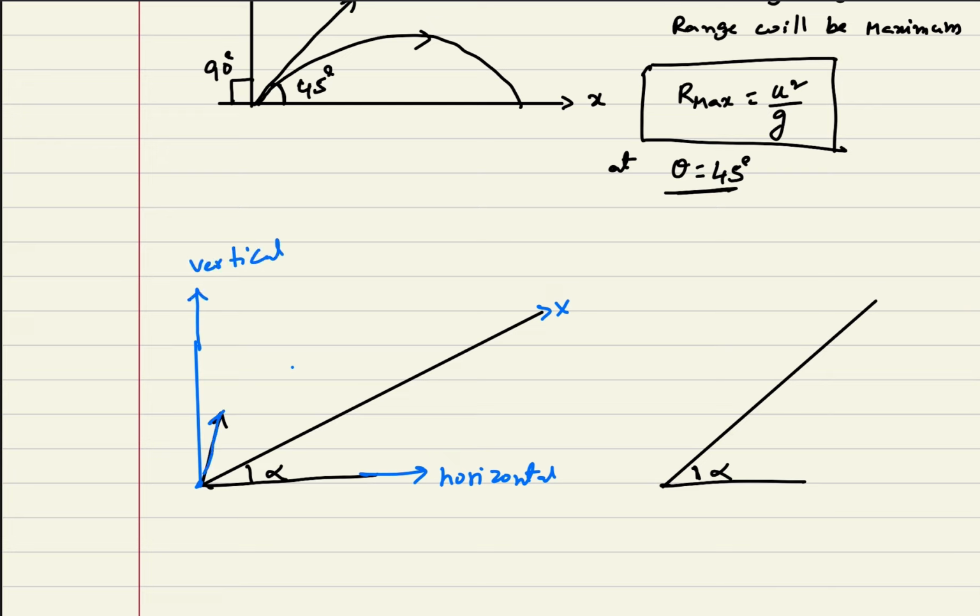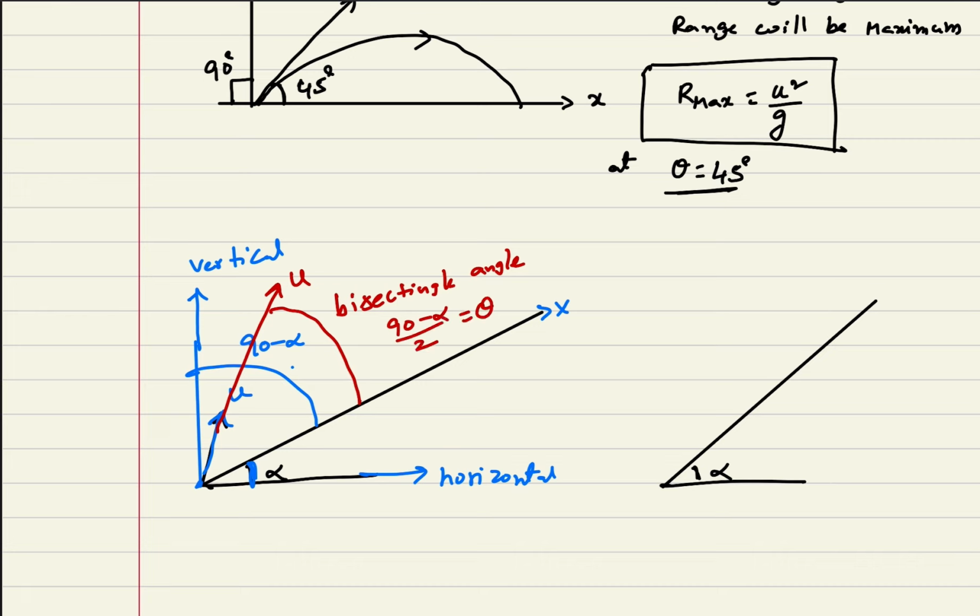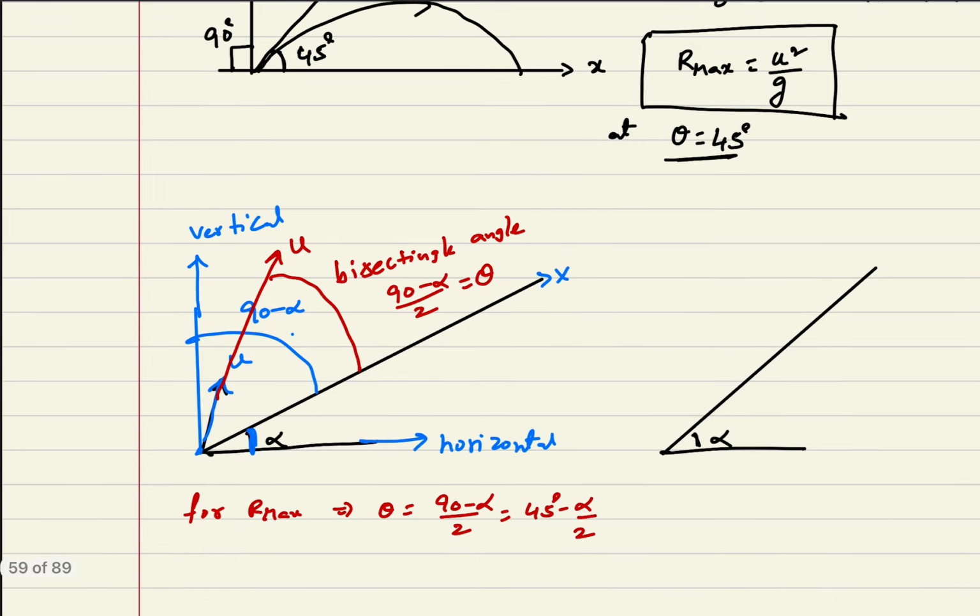Now if I project a particle with velocity u, this angle is already alpha, so the other angle is equal to 90 minus alpha. I have to project the particle with a bisecting angle. The bisecting angle between the vertical and the plane is 90 minus alpha divided by 2. That is my theta. For maximum range, the projection angle theta should be equal to 90 minus alpha by 2, that is equal to 45 degrees minus alpha by 2.